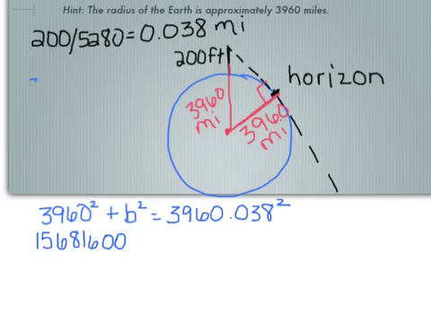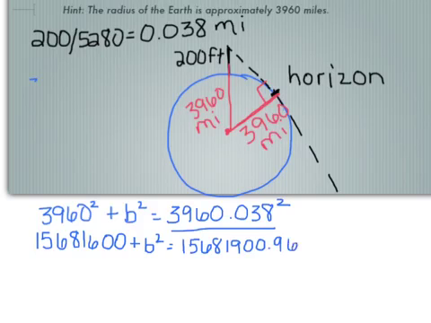Why did I get 0.96? I think you did this one. No, I told you to do the 3960. But that's okay, because I told everybody to do it, and Travis was the only one doing anything. Thank you. I appreciate it. Plus b squared equals. All right, Travis, do you still have that number for the other one? 1568190.96. There we go.